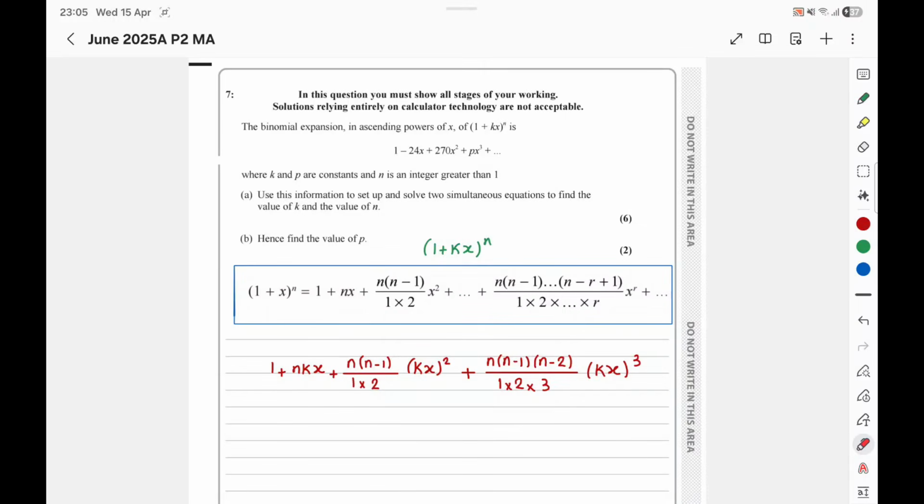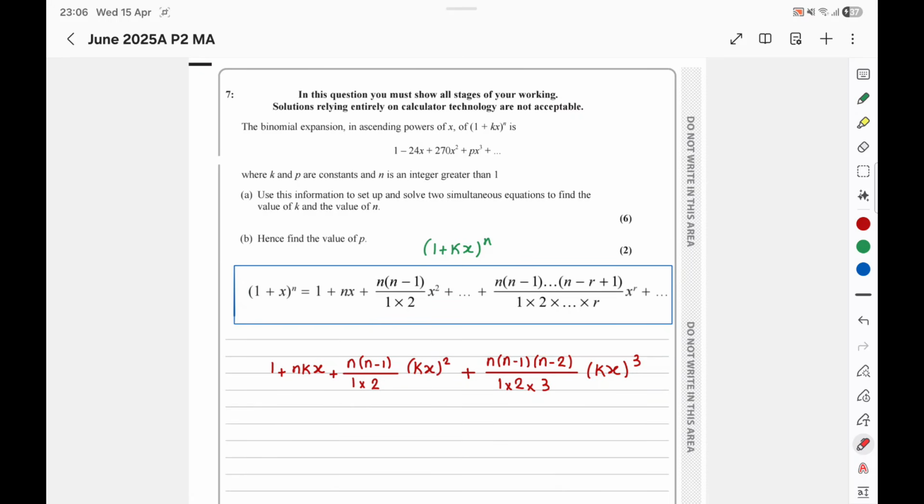Question 7. The binomial expansion in ascending powers of x of the bracket (1 + kx) to the power of n is 1 - 24x + 270x² + px³, where k and p are constants and n is an integer greater than 1. Use the information to set up and solve two simultaneous equations to find the value of k and the value of n.